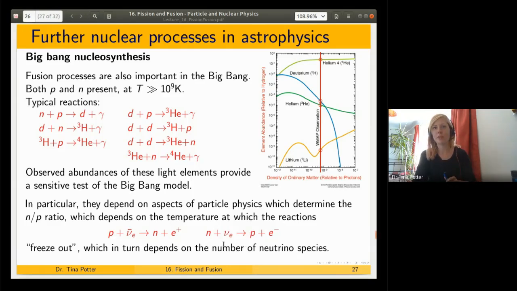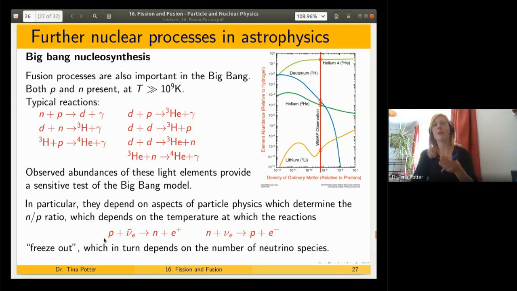Now, this is quite important. As the universe went on in time, the temperature dropped, and the energy of the neutrinos dropped. This interaction would freeze out. It could not happen. But the neutron interaction, for example, could carry on and happen.